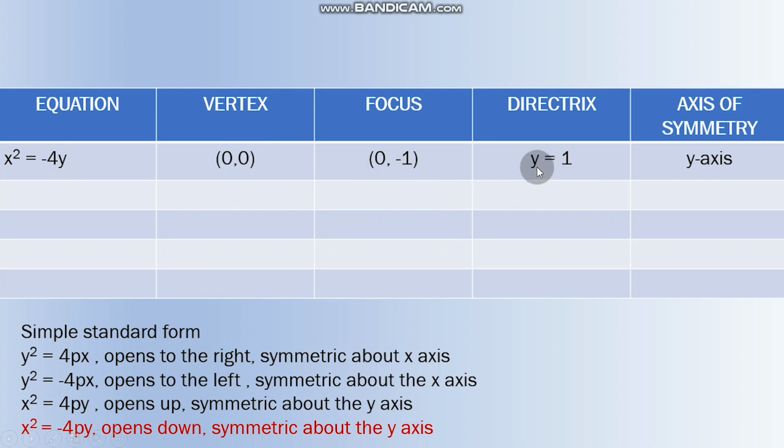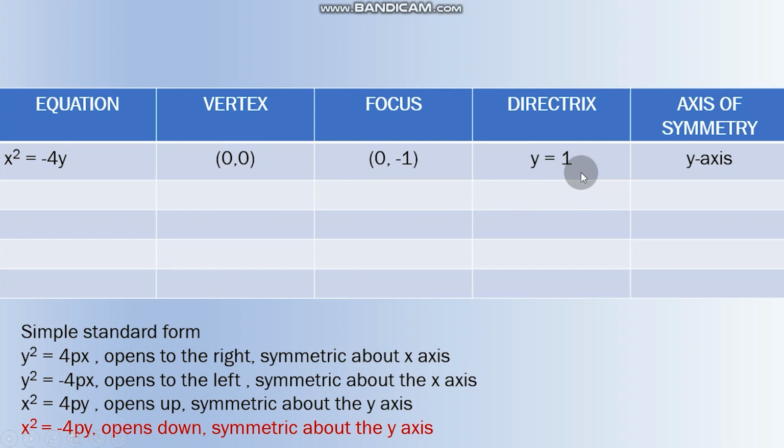Now, how about the directrix? The directrix is 1 unit above the vertex. So, if this is the vertex, this is the focus, and this is the directrix. It's a straight line. That's why this is an equation of a line. Okay? It's not like the vertex and focus, which are points.